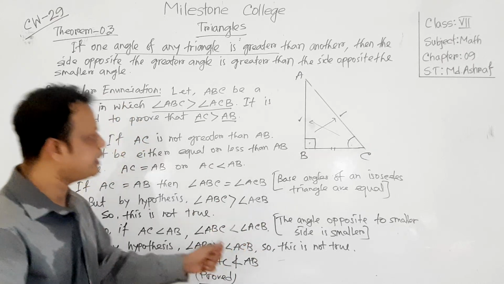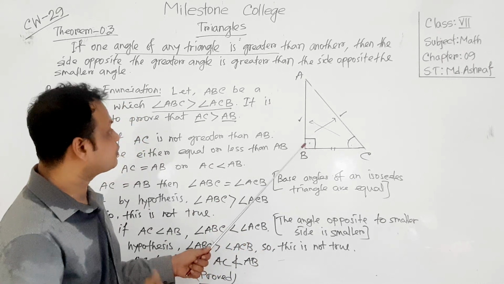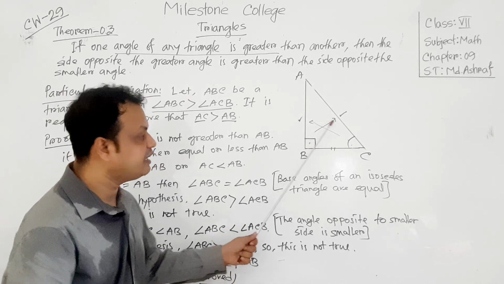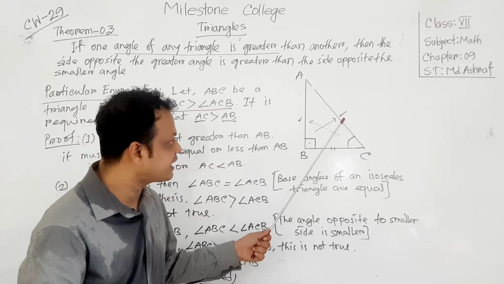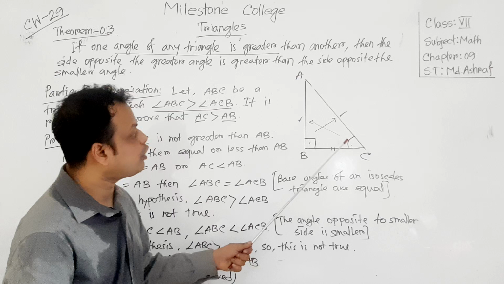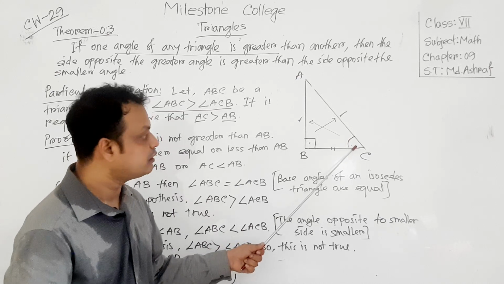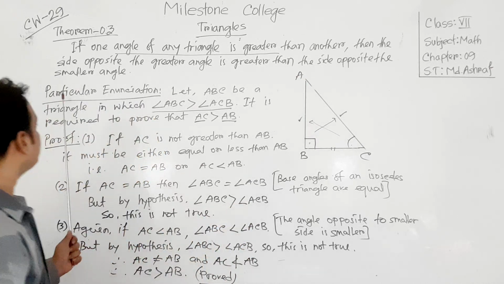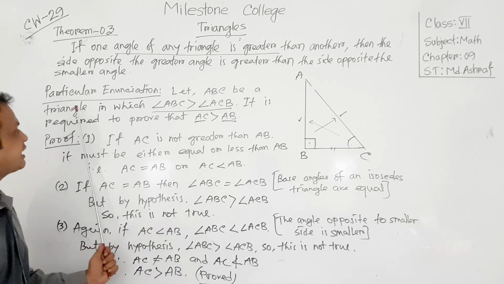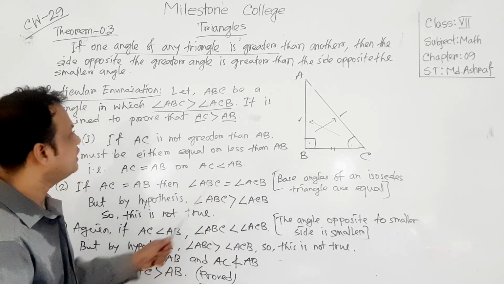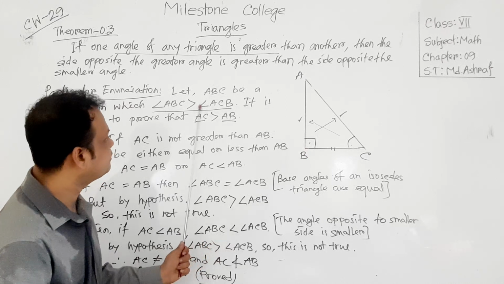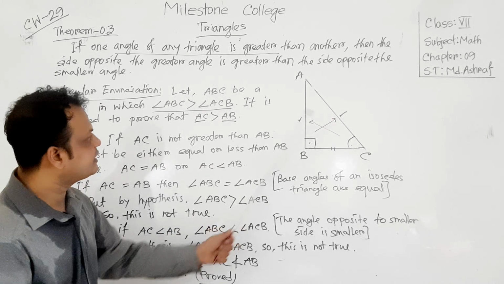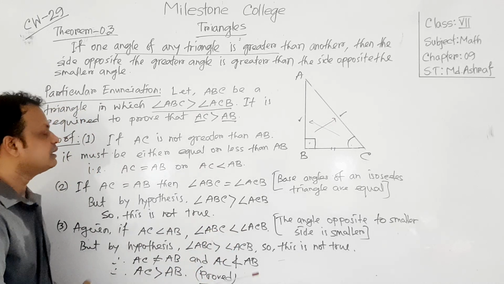The question is that the opposite side of the larger angle will be greater. That means AC will be greater than the side opposite the smaller angle. This is the smaller angle, and its opposite side will be AB. So we have to prove that AC is greater than AB. Now write the particular enunciation: let ABC be a triangle in which angle ABC is greater than angle ACB. It is required to prove that AC is greater than AB.